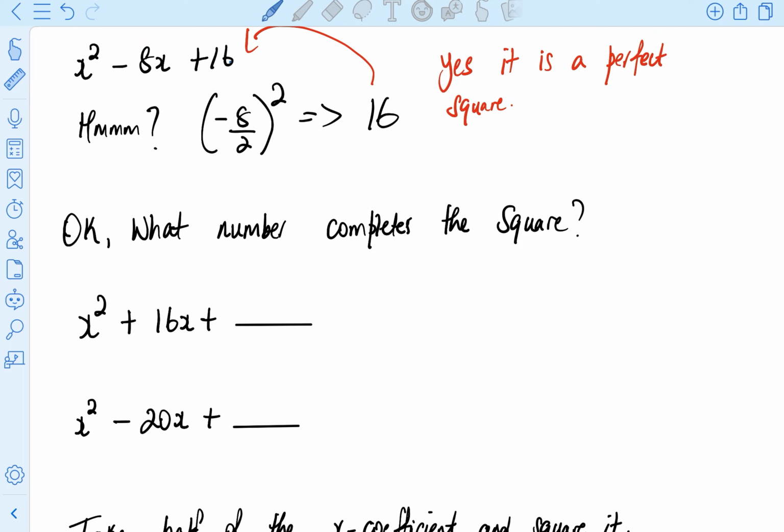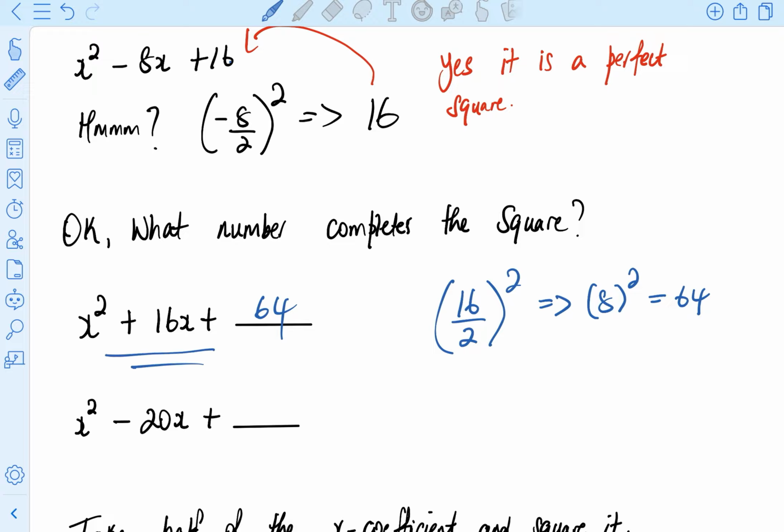Just by following this principle here. If the last term should be half of the b term, or the x coefficient term, so 16 divided by 2 squared, that would be 8 squared, 64. That means that this last term here would be 64. That's the number that completes the square.